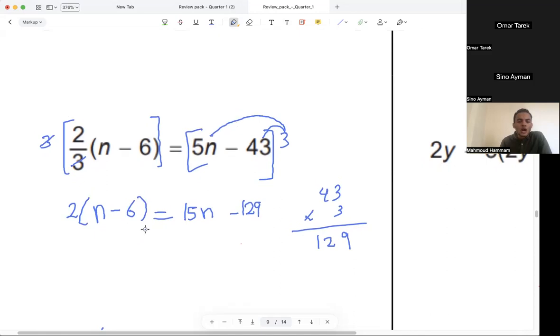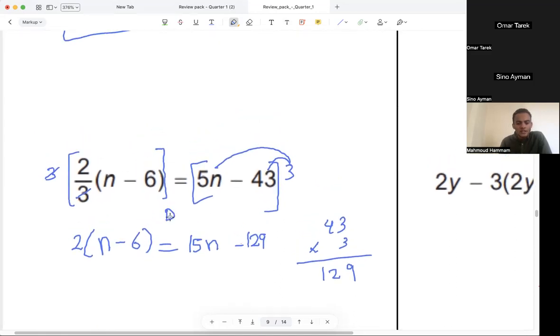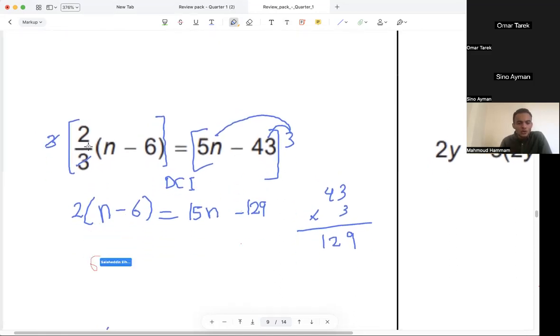Very good. Now, I want to distribute. Look, we have D, C, I: distribute, combine. Before I combine, I should distribute first. So distribute, Omar: 2 times n and 2 times 6. 2 times n equals 2n, minus 2 times 6, which is 12. Very good. Right.